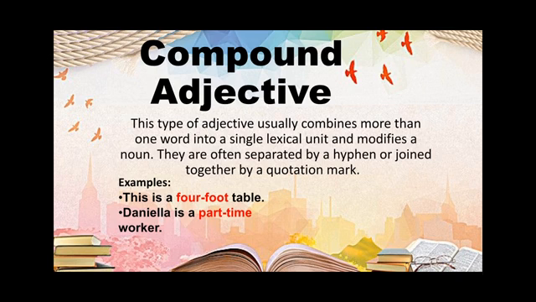This is a 4-foot table. Daniela is a part-time worker. So this is an example of compound adjectives. They are often separated by a hyphen or joined together by a quotation mark.